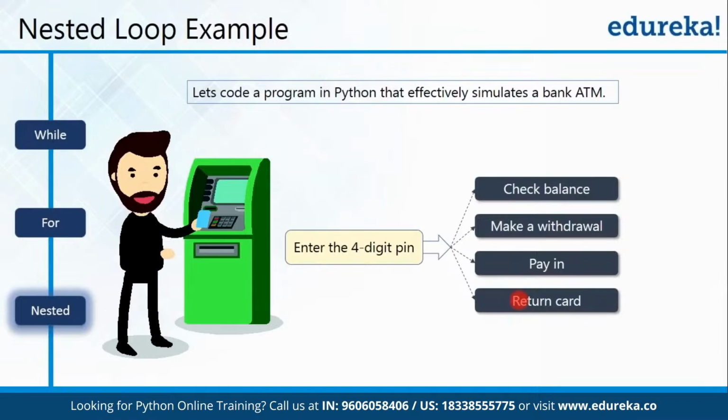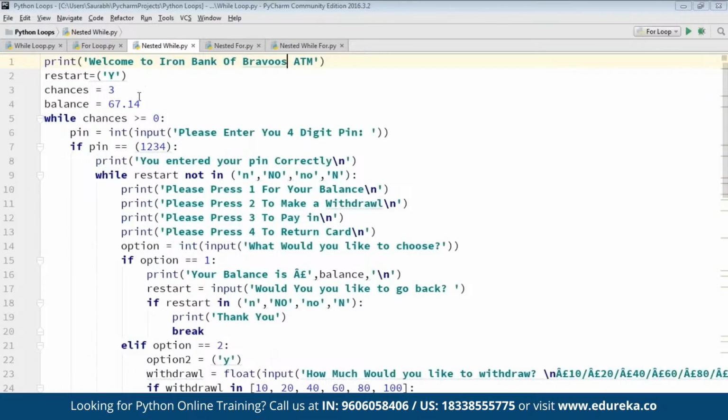I'll open my PyCharm once more. So this is the code that I've written to simulate a bank ATM. I'll explain each and every line, so don't worry about that. The first line is nothing but a print statement that says welcome to Iron Bank of Bravo's ATM. Alright.